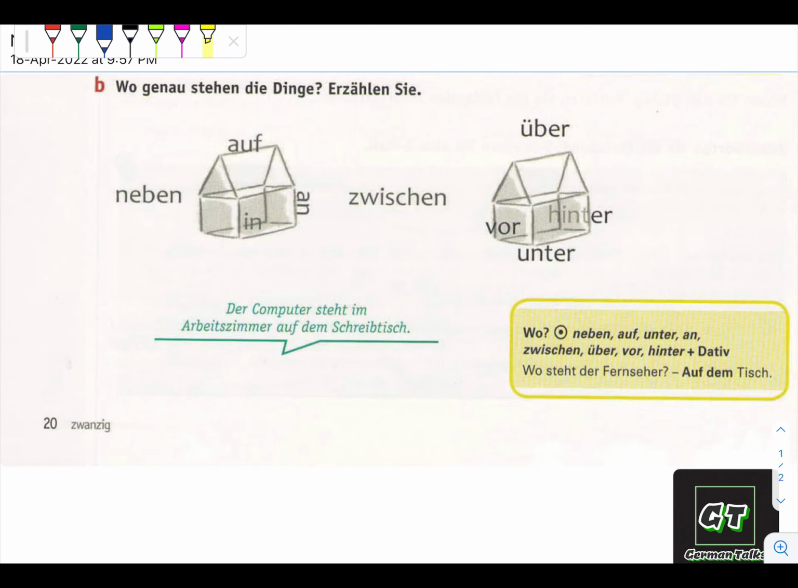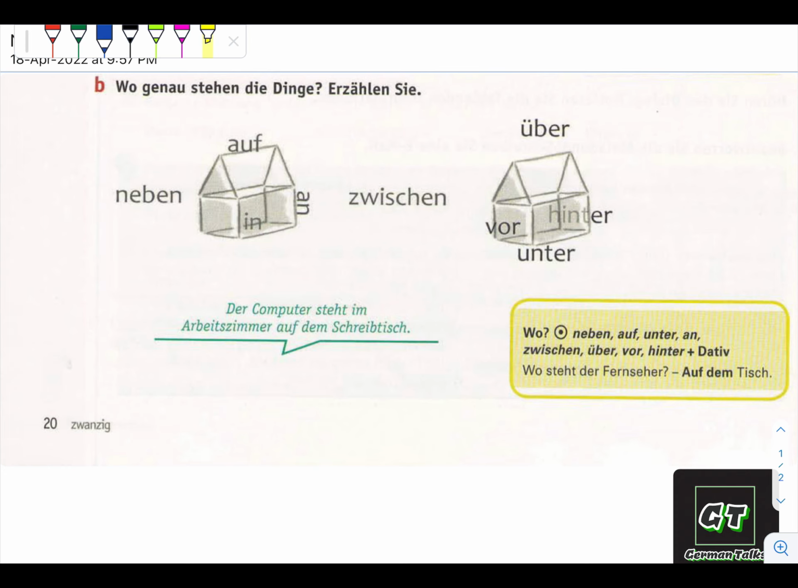In the previous lecture we did a complete overview of prepositions and also compared them with verbs: how verbs work in the different cases, nominative and accusative, and also how prepositions work in different cases, for example accusative, dative and Wechsel prepositions. Now in this lecture we are going to do the Wechsel prepositions.